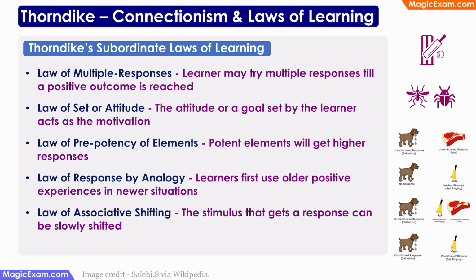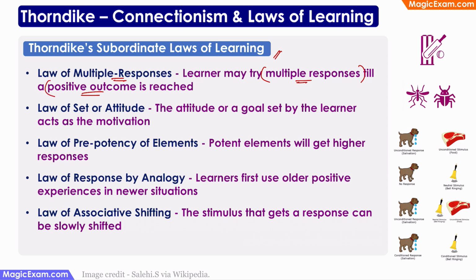And finally, let us talk about Thorndike's subordinate laws of learning. These are not very important, but you should still be aware of them. And they are very simple laws which you can easily understand. The law of multiple responses says that a learner may try multiple responses till a positive outcome is reached. For example, if I'm thirsty and I'm in front of a fruit juice shop, then I might try multiple types of fruit juices till I find that fruit juice which gives me the maximum amount of pleasure. Right?